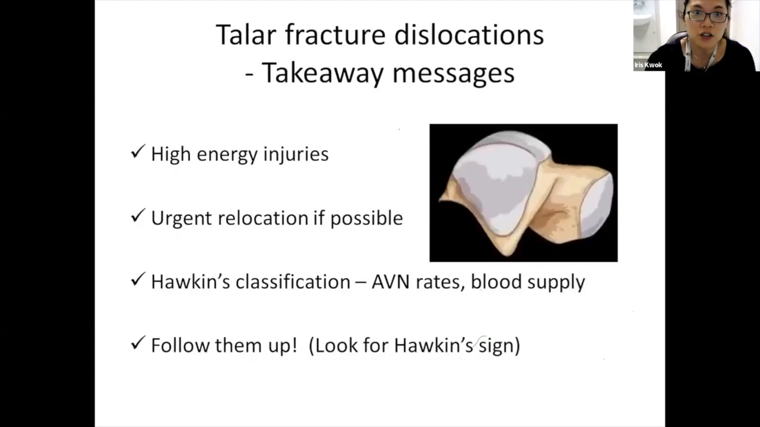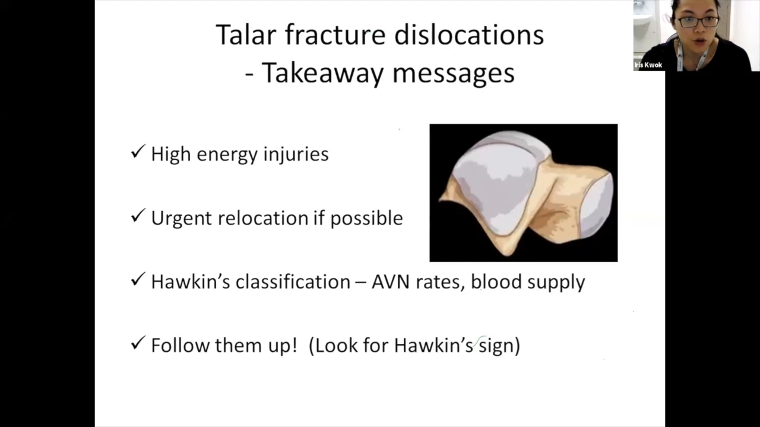Okay. So that concludes our talk, and actually the key take-home messages I would say from me is, if you remember nothing, remember that talar fractures are high energy injuries. Okay, so always look for other associated injuries with it. Relocate it urgently. If it's your Hawkins 2, 3, and 4 where you have a dislocation of one or more of the foot joints, don't wait till the morning before you try a relocation. It's not always easy to relocate them, but you should at least try, in resus if you can.